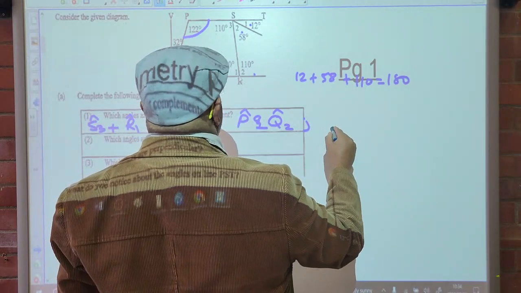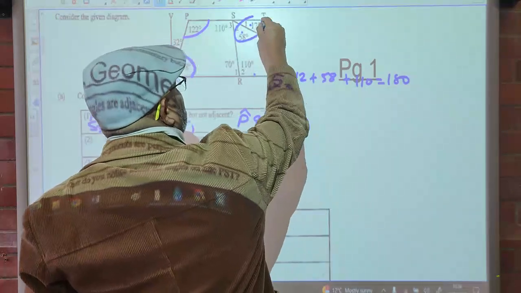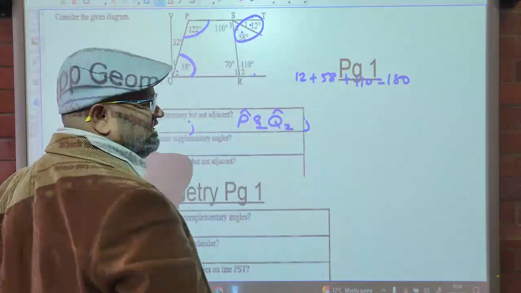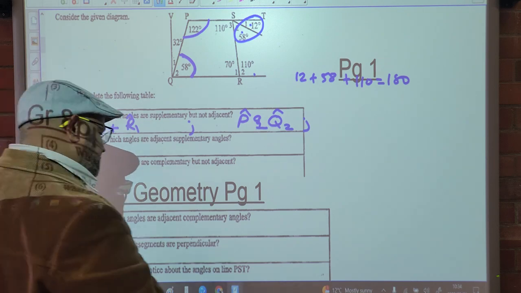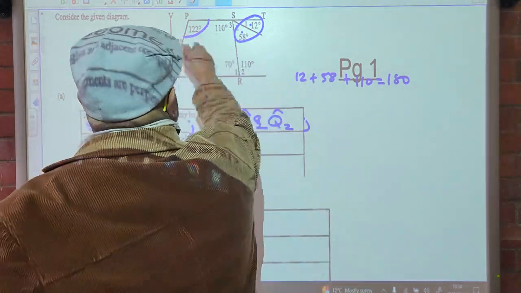And then, okay, but this is adjacent. Okay, that's probably why you left it out. Okay, but that is also supplementary. But they say not adjacent, so okay, leave it out. Because S1 and S2 are adjacent angles. Okay. Right.